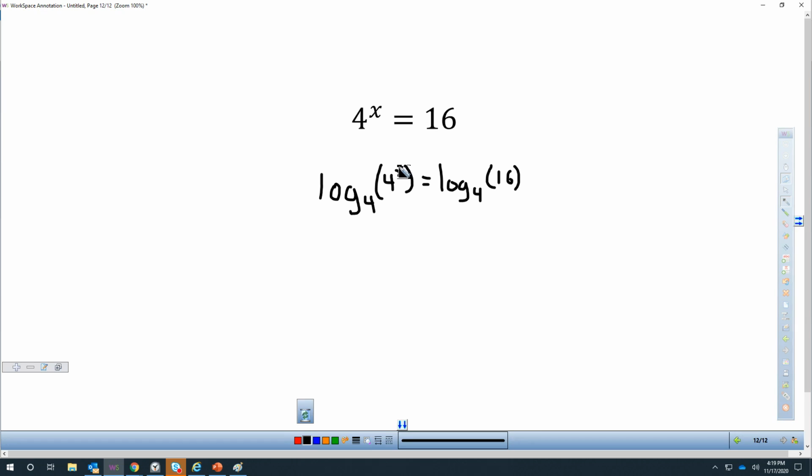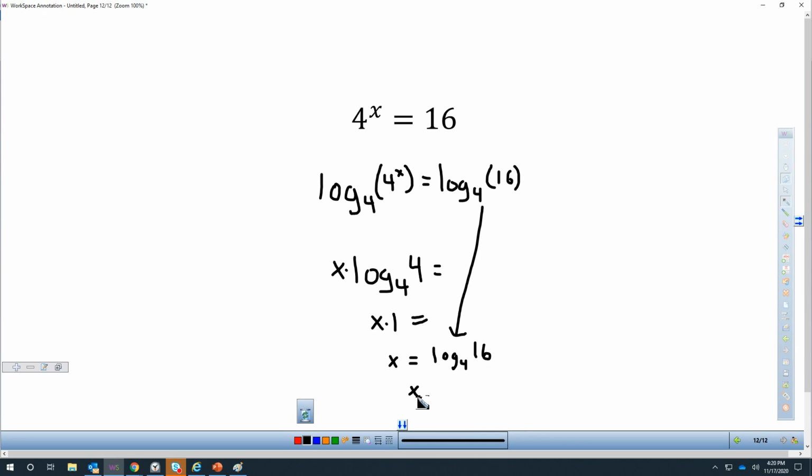And what's going to happen here is I can use my power rule, so the x is going to come out front. I'll get x times log base 4 of 4. And log base 4 of 4 is just 1 because you multiply by 4 one time to get 4 to the first power, right? So this is x times 1, which is just x. And so that is going to equal, if I went back here and kept track of everything, log base 4 of 16. I could just type that in my calculator, or I can realize that that's 2 because 4 to the second power is 16. So I have my answer that x equals 2.